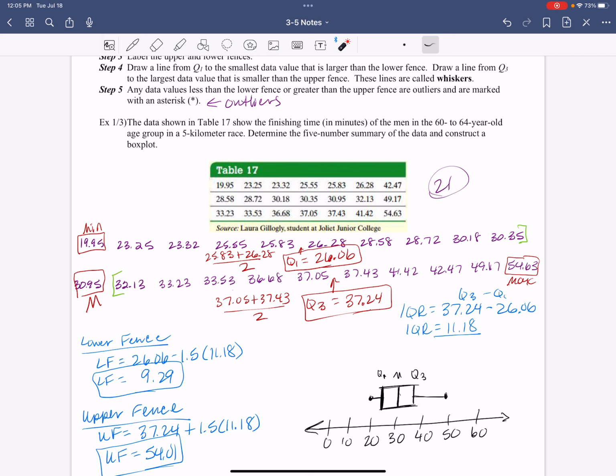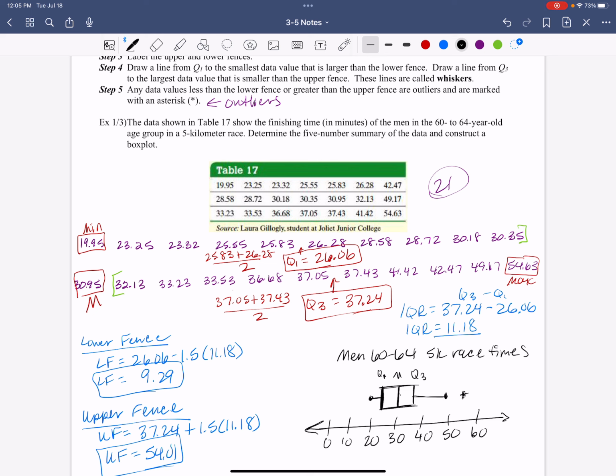Then, in the final step, any data values that are lower than my lower fence or greater than my upper fence, we're going to put as an asterisk, because those are the outliers. And we do have such a value at 5463. Again, we're just doing the best we can with where we're at. You see that? And there's my box and whisker plot. It's always nice to have a title. I didn't put one in there, but this is Men 60 to 64 5K race times. There you go.